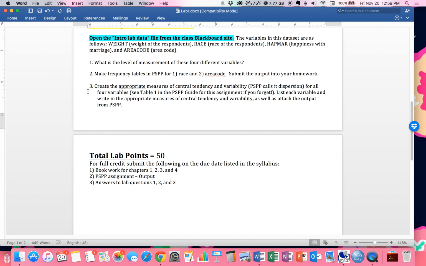You'll staple all of that together. You can handwrite everything you want. I just have to be able to read it. Staple it all together and turn that in at the due date listed in the syllabus.